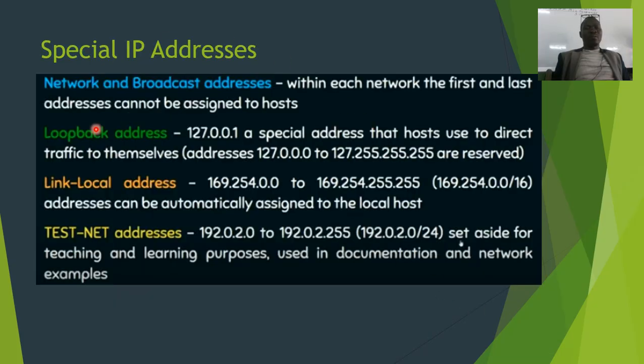As for other special addresses, we have what we call the loopback addresses. Now this one, 127.0.0.1, is basically used to direct traffic to ourselves. Then we have what we call the link local addresses. If you're using Packet Tracer, you find that this is always defined as APIPA. These addresses are basically assigned automatically to our devices. Then you have also the TEST-NET addresses, which are basically used for learning purposes and so on and so forth.